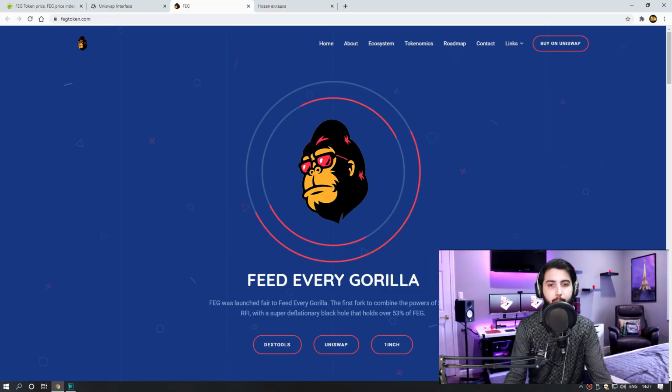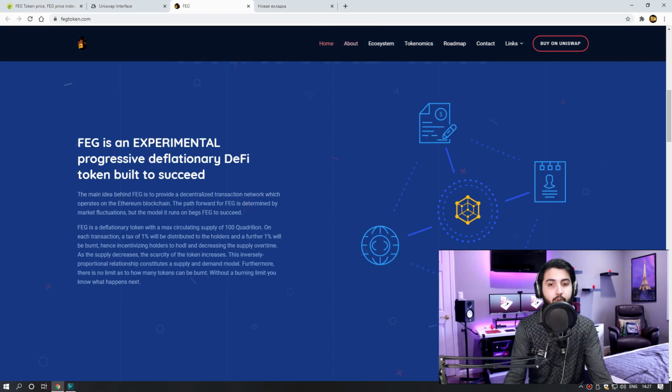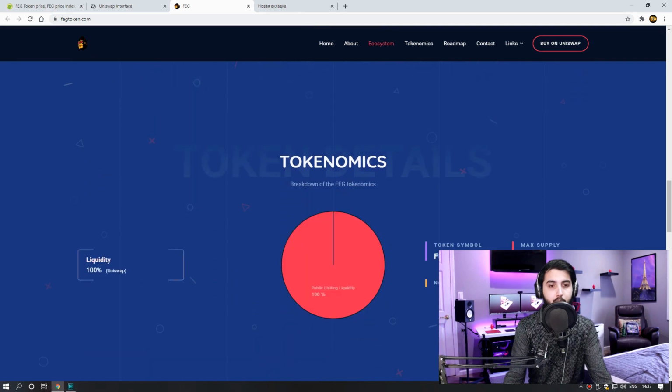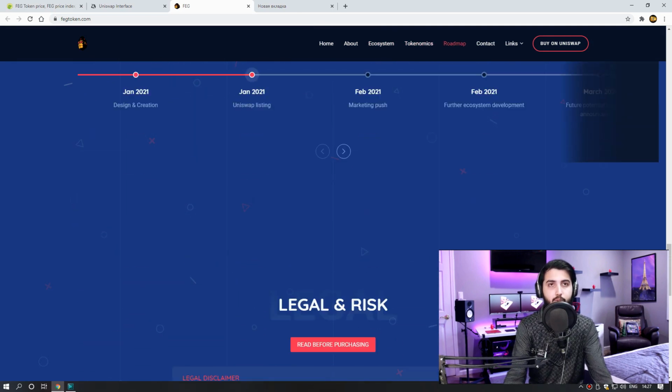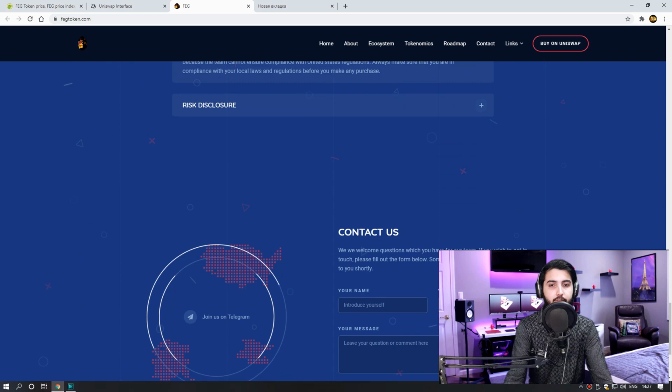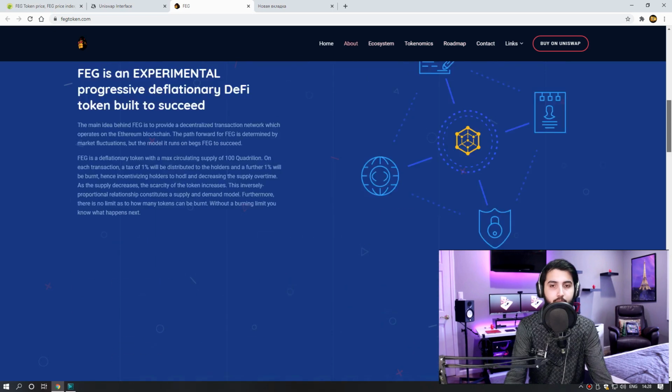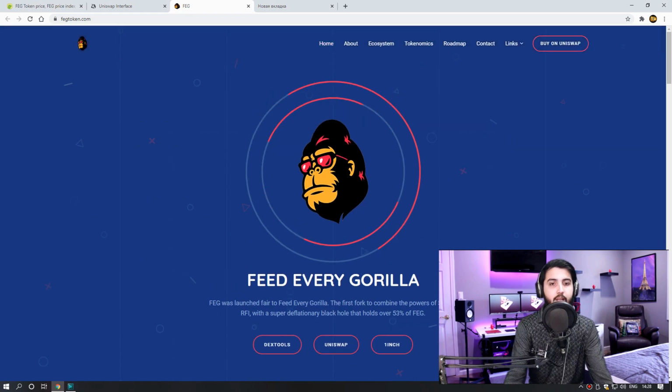FEG is an experimental progressive deflationary DeFi token built to succeed. The main idea behind FEG is to provide a decentralized transaction network which operates on the Ethereum blockchain. The path forward for FEG is determined by market fluctuations, but the model it runs on begs FEG to succeed. FEG is a deflationary token with a maximum circulating supply of 100 quadrillion. On each transaction, a tax of 1% will be distributed to the holders and a further 1% will be burned.